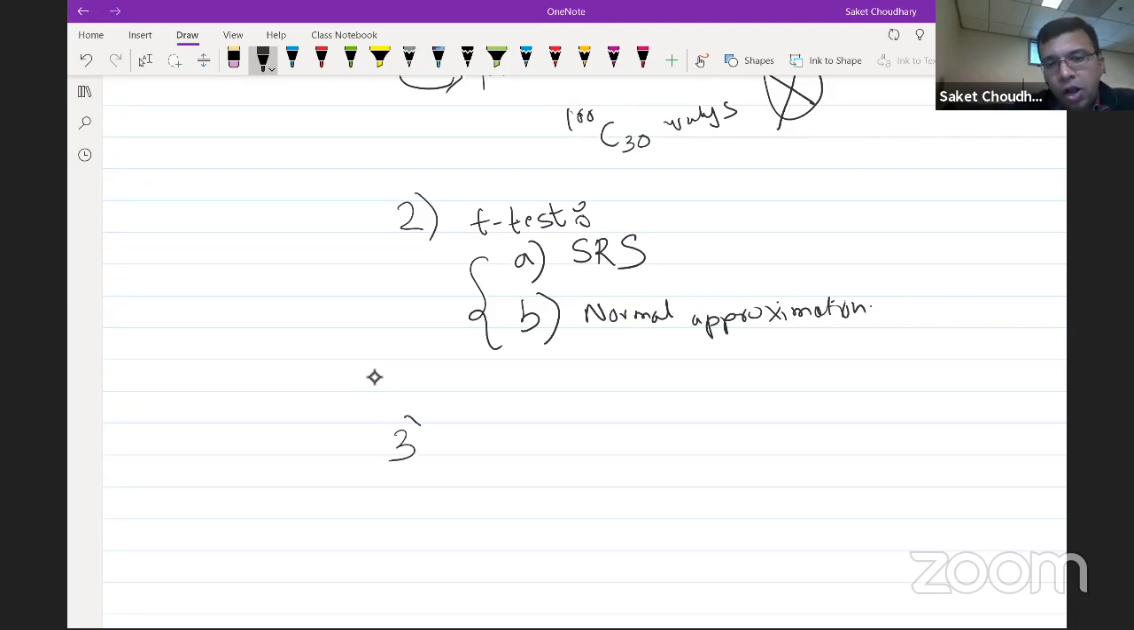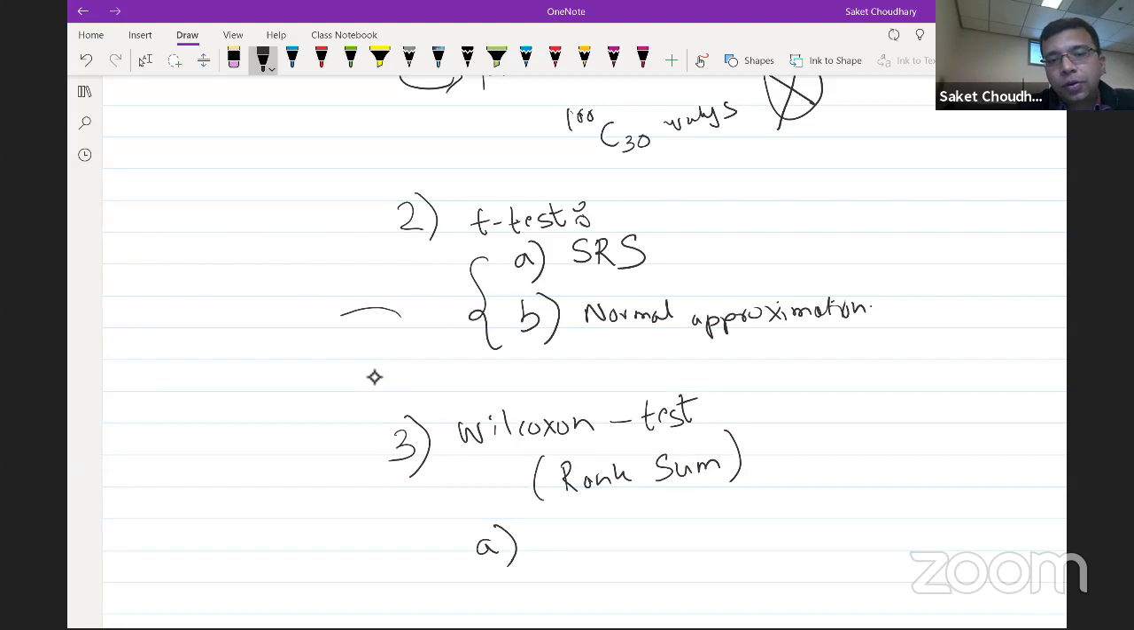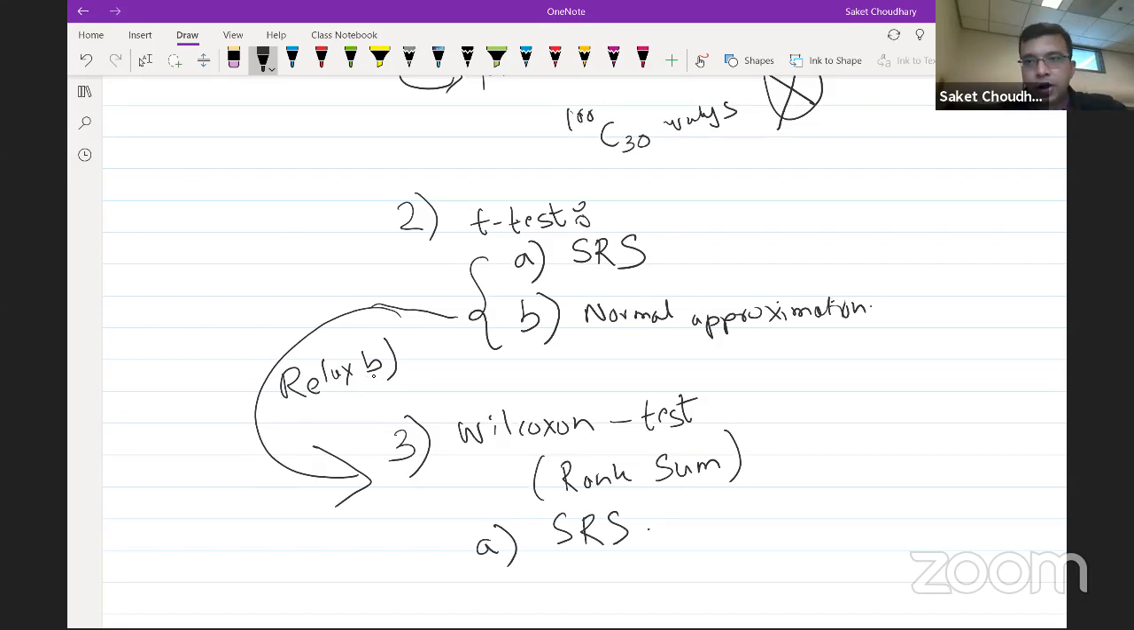However, it's not always likely that you will have the assumption of normality satisfied. Okay. This is also called the rank sum test. There are multiple names. It's also called the Wilcoxon-Mann-Whitney test. It's also called the Mann-Whitney test. There are multiple names to the same example. And this is a relaxation. So relax B. Okay. So if you relax the assumption of B, then the only assumption in some sense it needs to satisfy is this data needs to be a simple random sample.